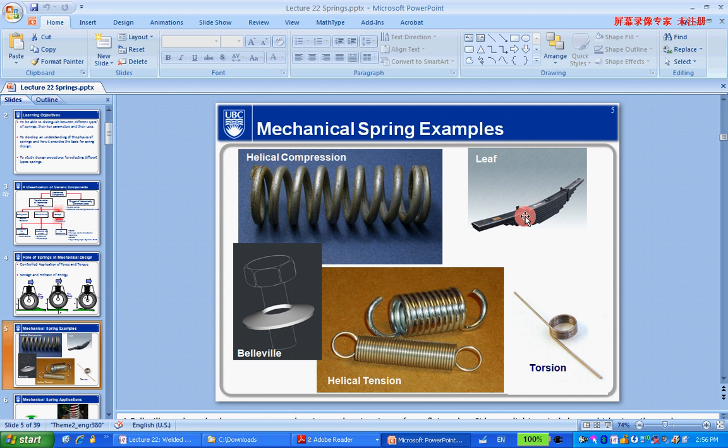And this is a leaf spring. On most heavy-loaded trucks, you see that as the suspension spring. This is a washer, but it's called a Belleville washer. So that's also actually a kind of spring mechanism. It gives you friction. Basically, they use it as a kind of locker. Okay, yeah.